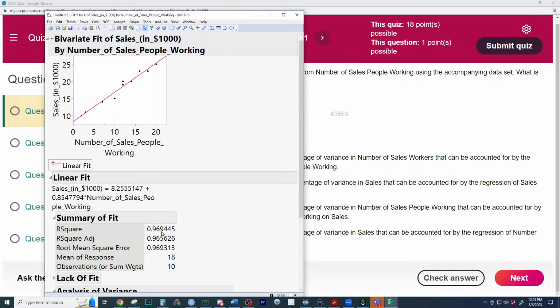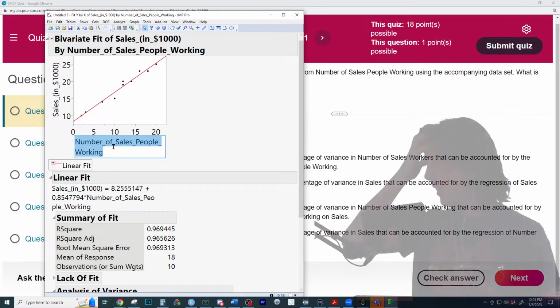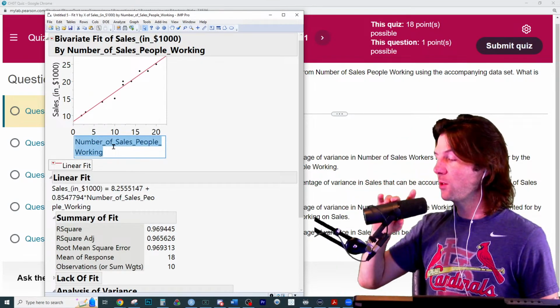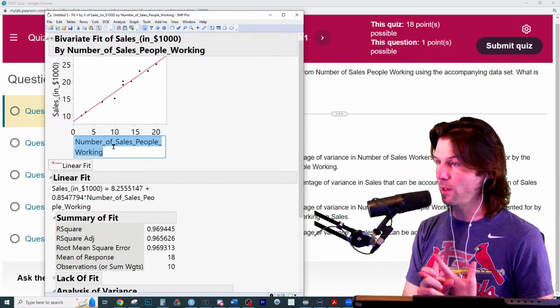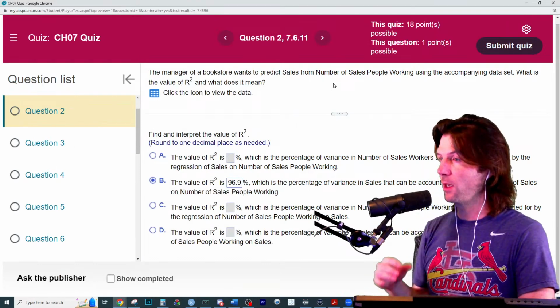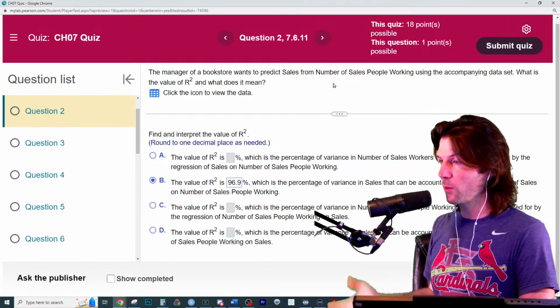So I would say 96.9% of the variation in the sales in thousands of dollars is explained by the amount of people working, or the variation in people working. Blank percent of the variation in Y is explained by the variation in X. And here's what I want to point out to you. On the test, you will need to write out interpretations for the slope, the intercept, and for the R squared. So when you look at my Pearson right here, don't just go straight by their interpretations.